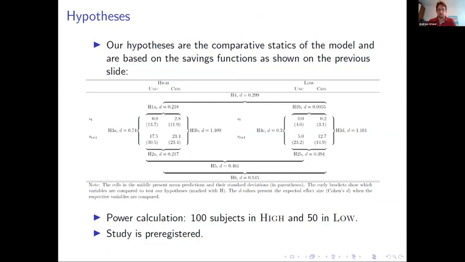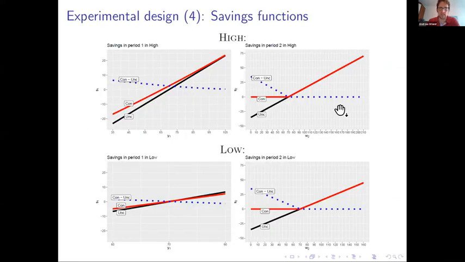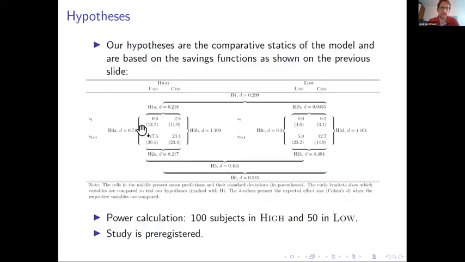Hypotheses. We have lots of hypotheses. Basically, it's just like 6. So our main hypothesis is you should save more in the first period when you're constrained compared to when you're not constrained. So it's these numbers here in the middle. They're just translations of those figures here into means and standard deviations. And then we use those to calculate our predictions.